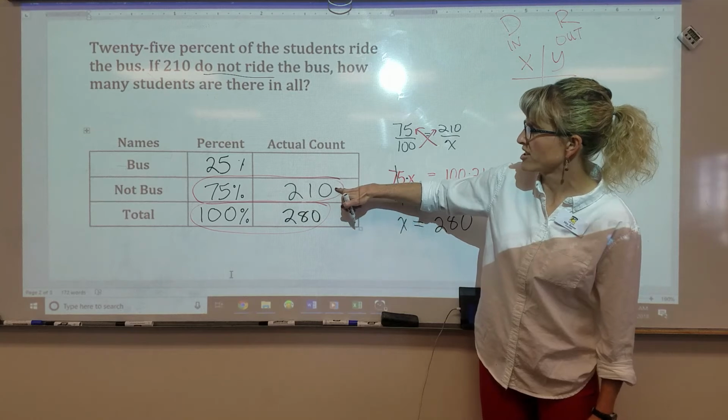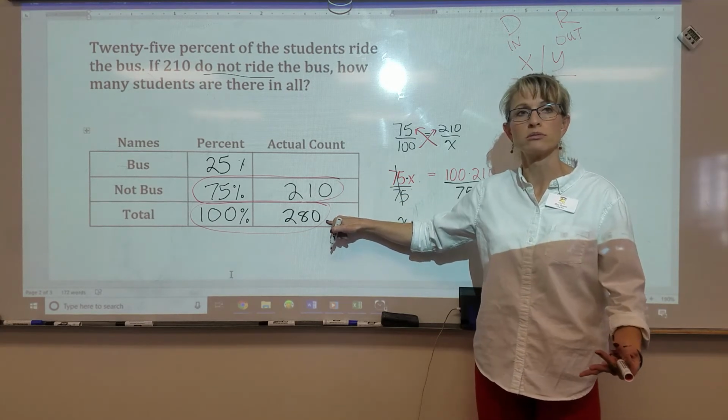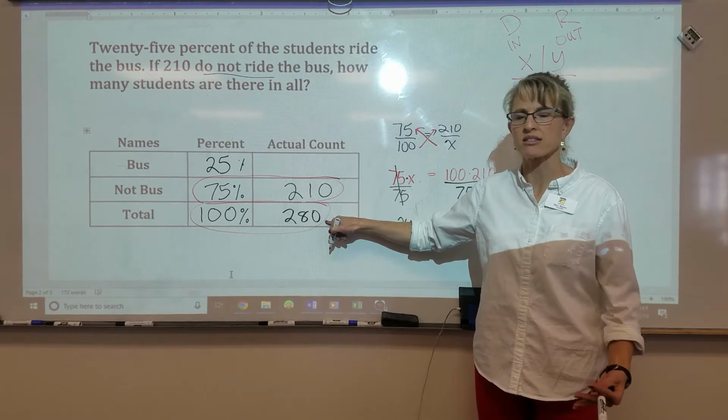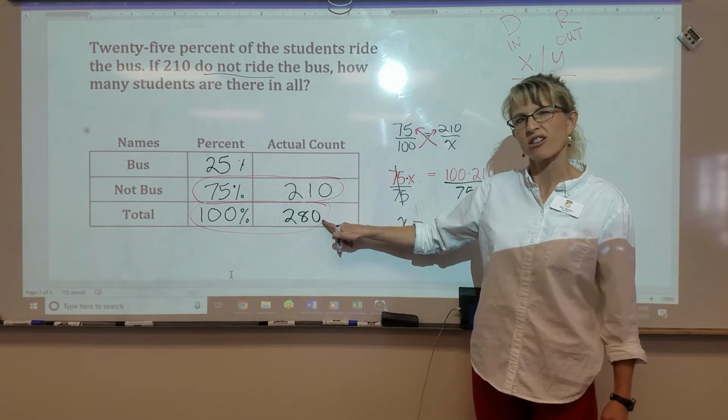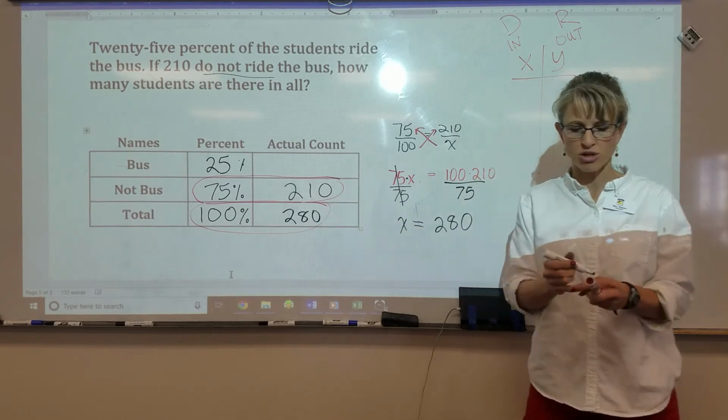If there were 210 non-bus riders, would it make sense if there's 280 total students? That would make sense. If I had a smaller number down here, it wouldn't make sense. Your total always is going to be your biggest number. So check your answer, make sure it makes sense.